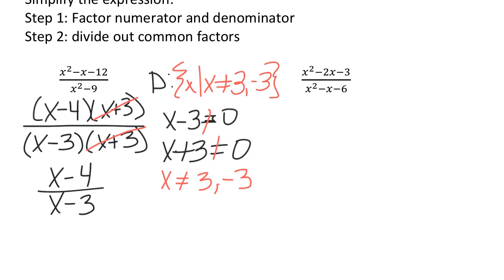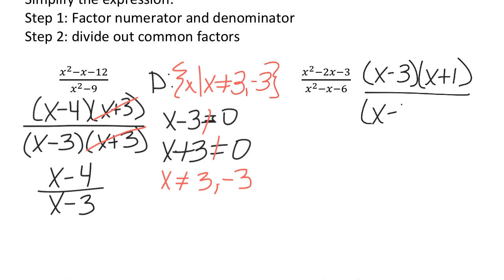Pause it. Okay, you should have done it and unpaused by now. I'm going to factor the numerator. I want two numbers that multiply to -3 and add to -2. So I have x minus 3 and x plus 1. That multiplies to -3 and adds to -2. And then what two numbers multiply to -6 and add to -1? That's x minus 3 and x plus 2. And my common factor here is the x minus 3.